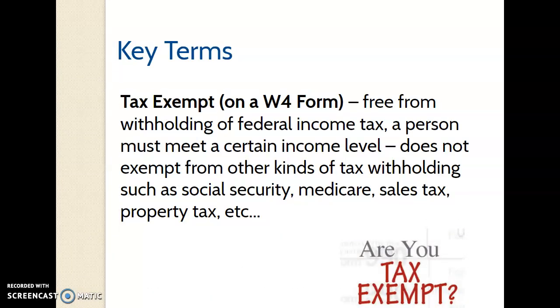Tax exempt on a W-4 form. This is when someone is free from withholding of federal income tax. Usually you are a person that doesn't meet a certain income level. It does not exempt from other kinds of tax withholding like Social Security tax, Medicare tax, sales tax, property tax, etc. There is instructions to see if you meet this criteria for the income level.